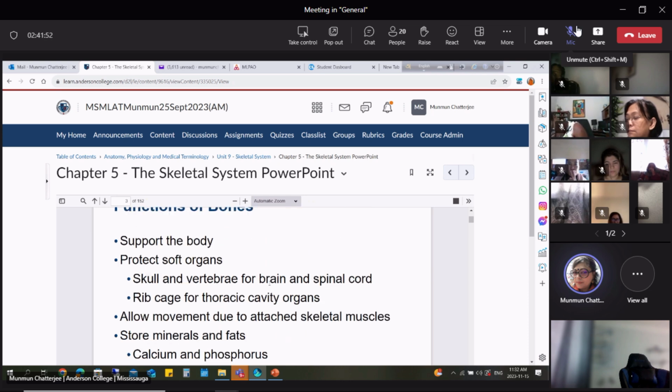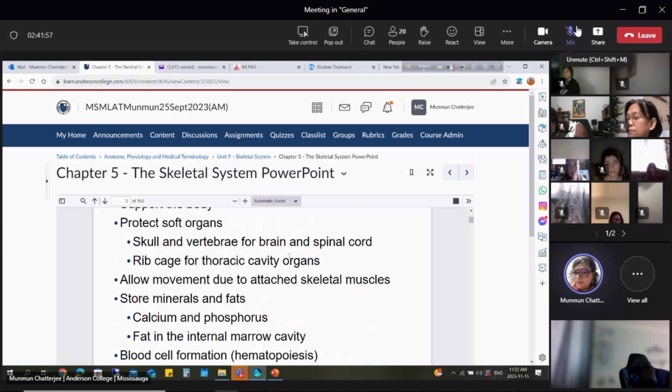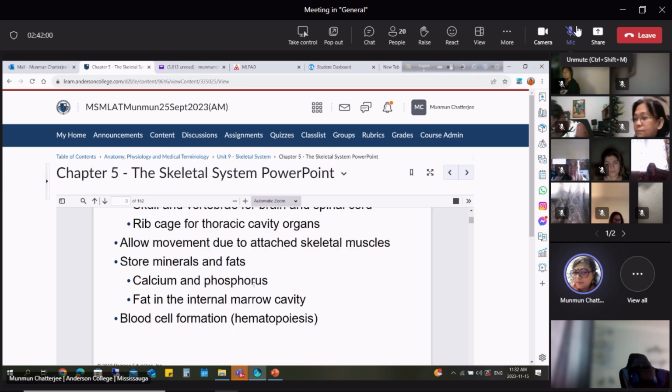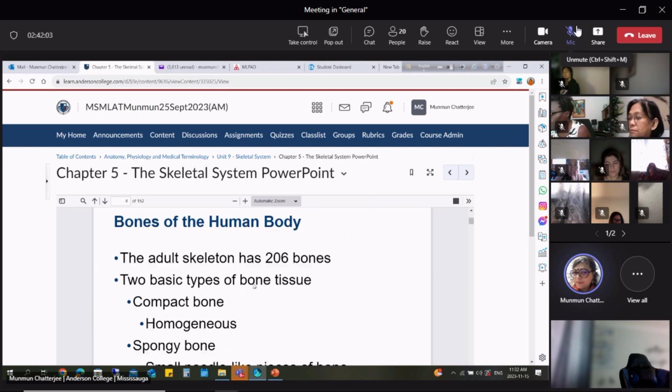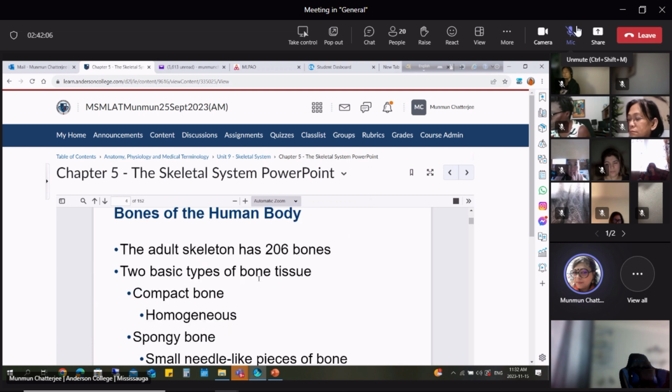So the main functions of the bone: support the body, protection of the soft organs, allow movement, and store minerals, fat, and blood cell formation. The adult skeleton has 206 bones, because the child or fetal skeleton has more bones, which we are going to cover later. Whenever the question comes, you have to see whether it is the adult, the child, or the newborn. So the adult skeleton has 206 bones.